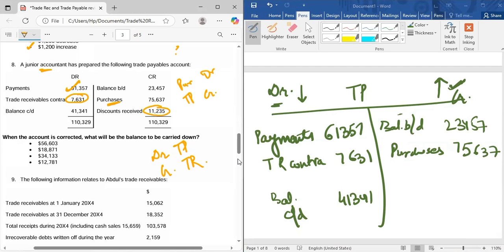Look at it. Suppose you purchased something which was worth $100, but your supplier gave you a discount. So this discount received would reduce your liability. Now instead of paying 100, you will have to pay less. Let me write it again in a better way.